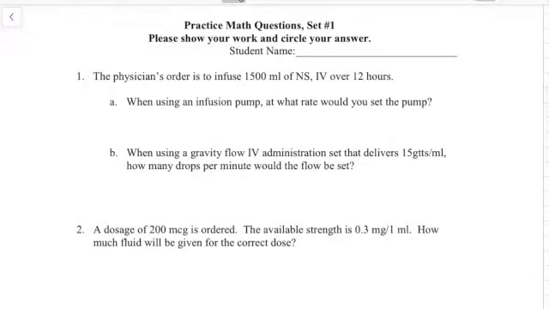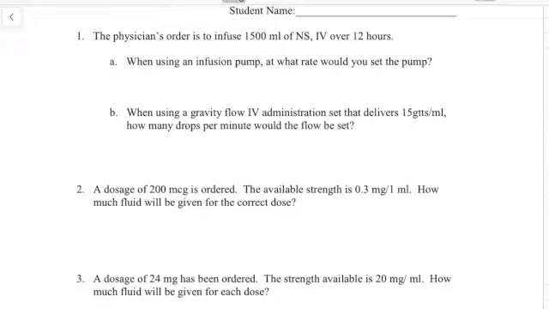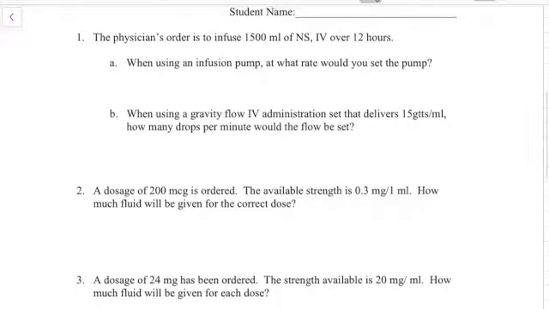Okay, so practice math test 1. The physician's order is to infuse 1,500 mLs of normal saline over 12 hours. When using an infusion pump, what rate would you set the pump? So the rate is in mLs per hour. That's what we want our final answer to be in.